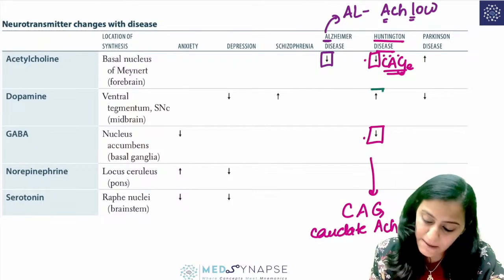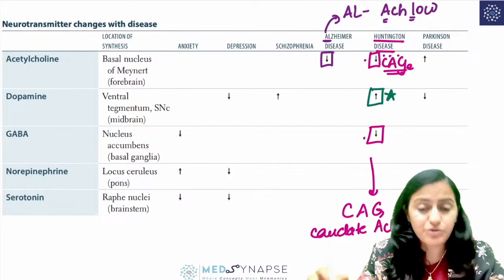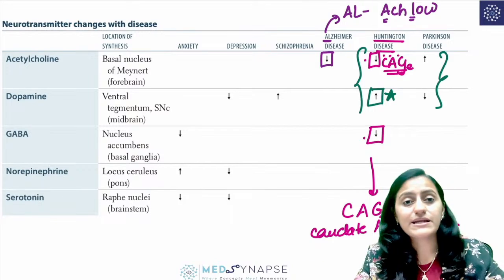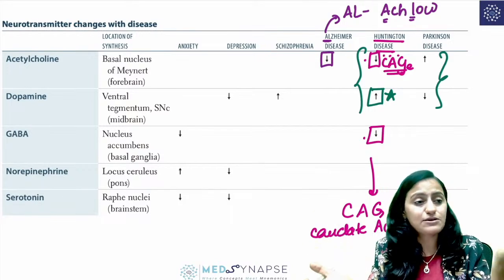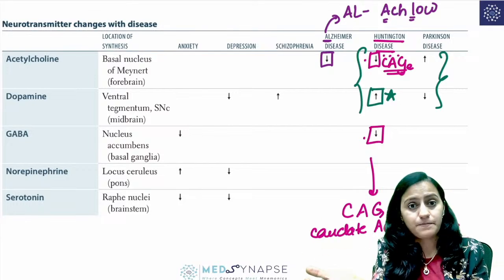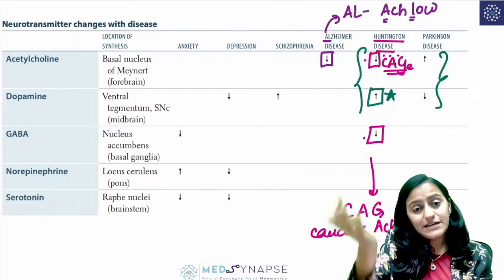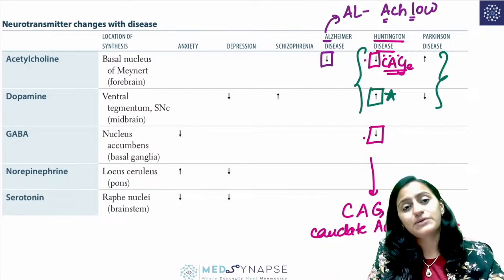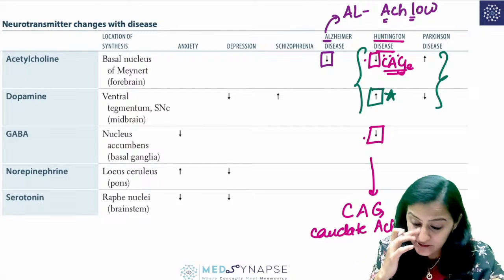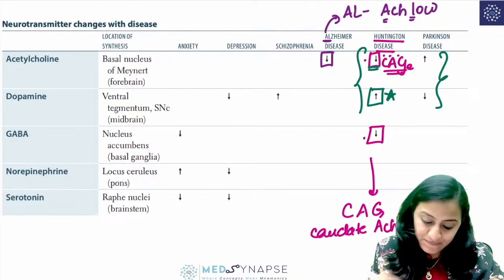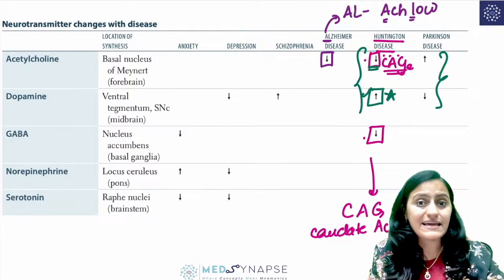What is happening to dopamine in Huntington's chorea? It is increasing. So remember these points for acetylcholine and dopamine. Imagine acetylcholine and dopamine are on a seesaw. If acetylcholine is going low, dopamine increases. If dopamine is going low, acetylcholine increases. So this is what you are seeing here. When acetylcholine is decreasing, dopamine is increasing, like in Huntington's.